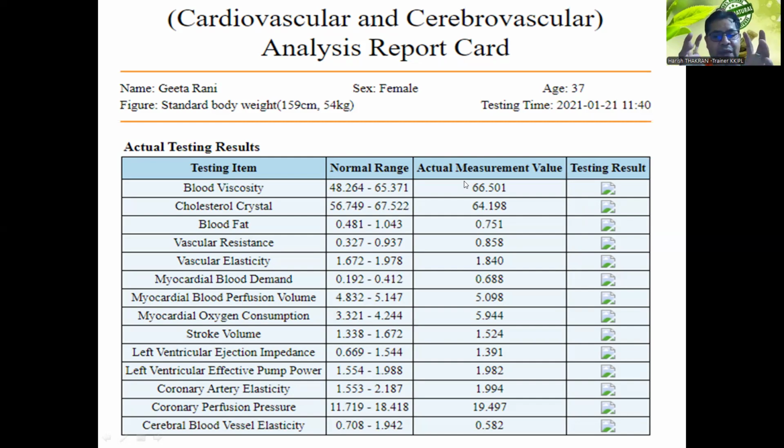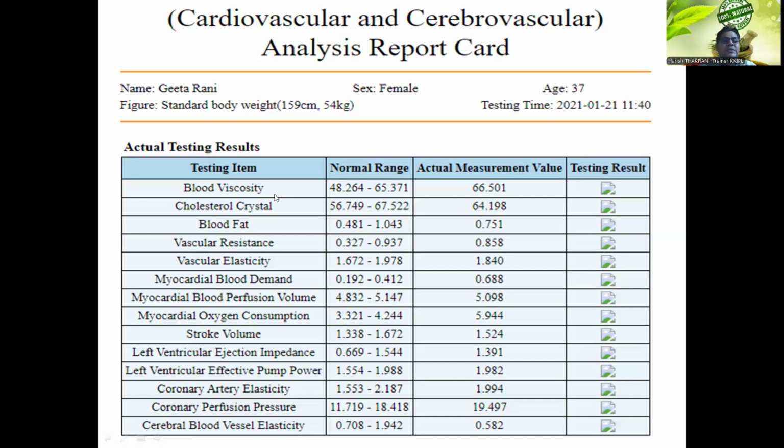Means we can say this is a report card from where you can find out how the blood circulation is inside our body, and blood circulation is very crucial for our health. If there is a problem in blood circulation, there might be many more health concerns in our body. So if you look at the report card, the first one is blood viscosity.